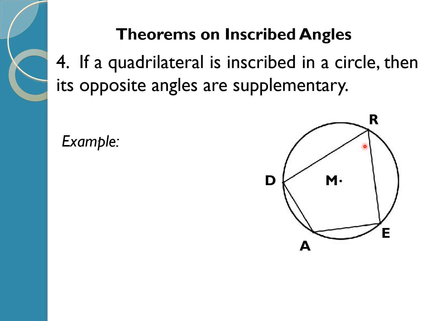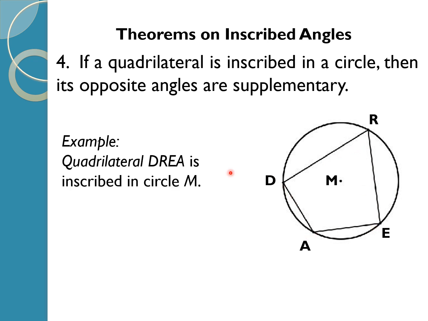quadrilateral DREA. This is the quadrilateral which is inscribed in a circle. So quadrilateral DREA is inscribed in circle M. We can say that by applying the fourth theorem, the measure of angle REA plus the measure of angle RDA is equal to 180 degrees.